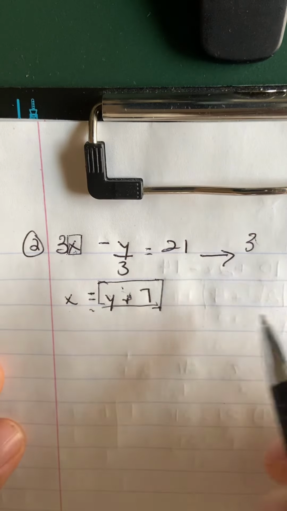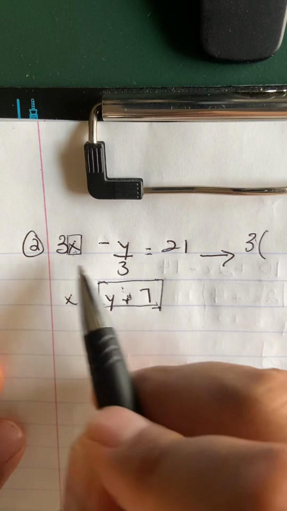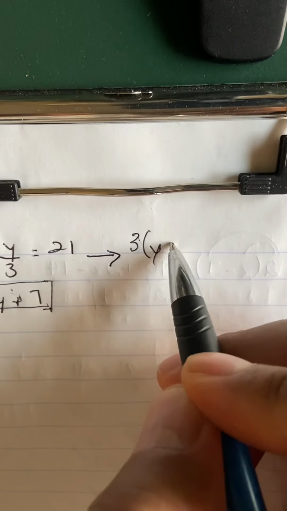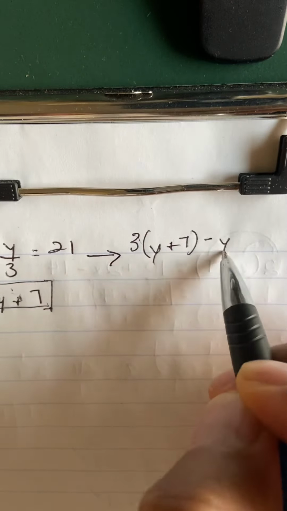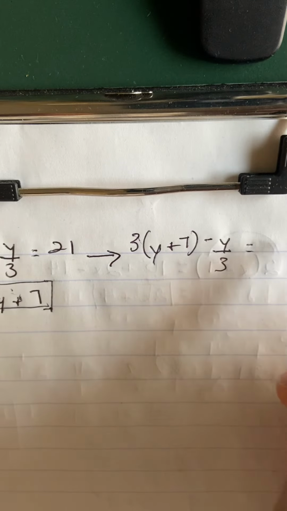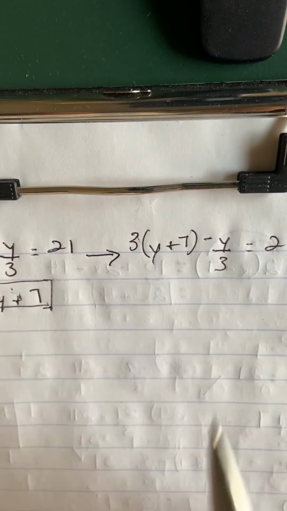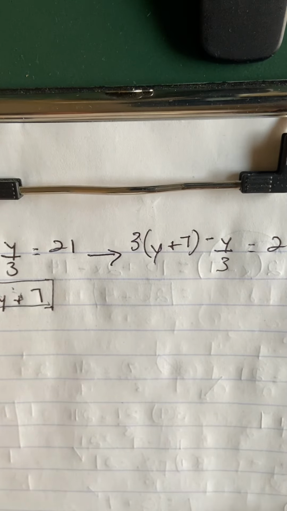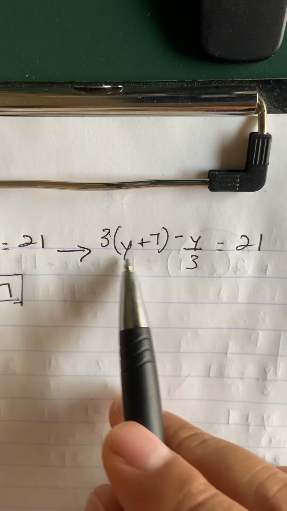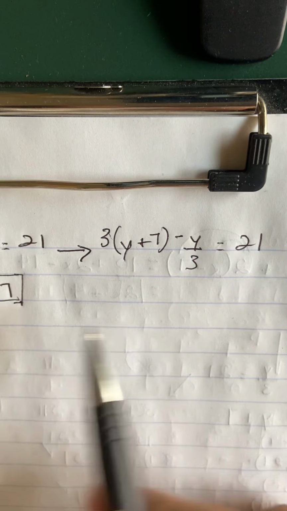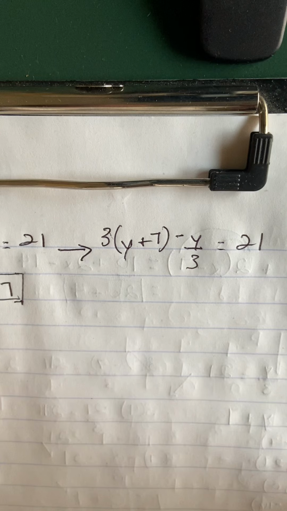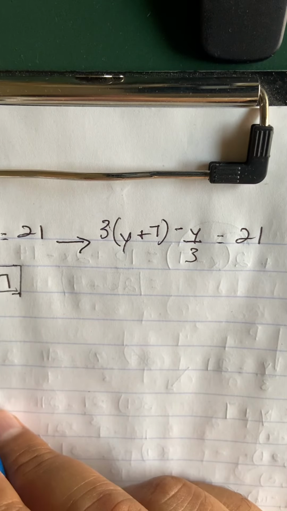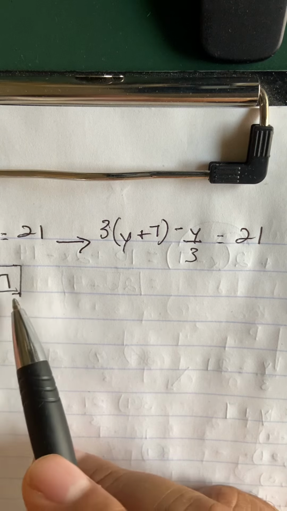So now I've got 3, and I use parentheses to represent the x value, which is y plus 7 now, minus y over 3 is equal to 21. And then I'm going to solve for y, because you can only solve for one variable at a time inside one equation. Once I solve for y, I'm going to go back and plug that number in wherever the y is, and then I'll know what x is, because x is going to be equal to whatever y is plus 7.